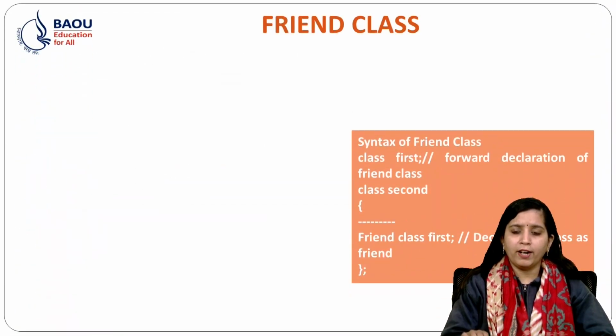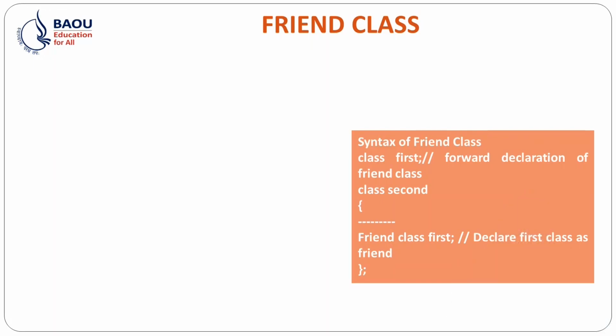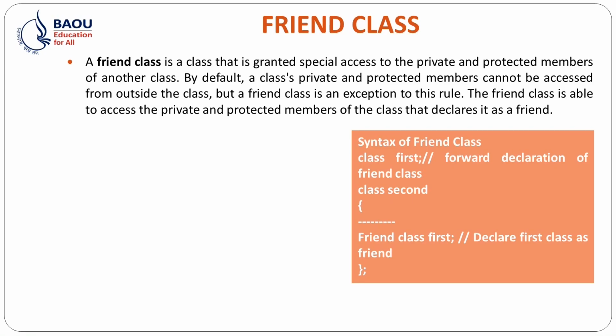Let's see the friend class. The friend class concept is similar to friend function. A friend class is a class that is granted special access to the private and protected members of another class. By default, a class's private and protected members cannot be accessed from outside the class. But a friend is an exception to this rule. Why? Because the friend class is able to access the private and protected members of the class that declares it as a friend.